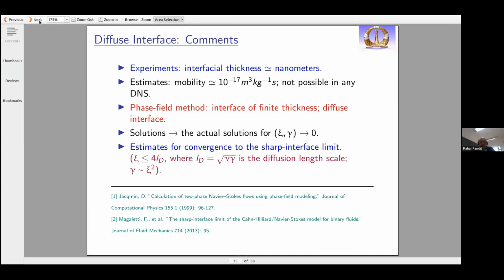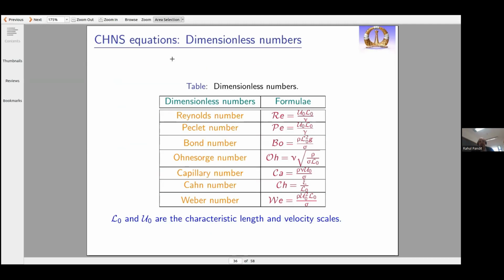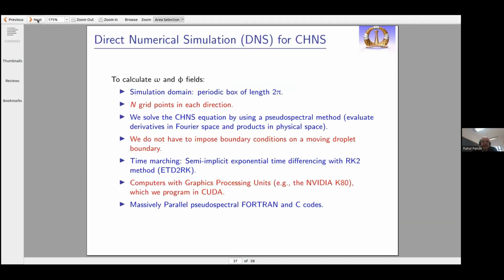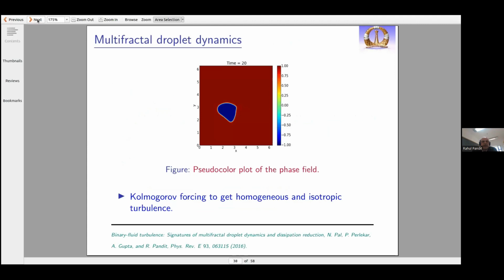This is a diffuse interface method, which is a great virtue if you're a physicist, because you don't have to put boundary conditions on a moving boundary. Of course, an engineer might worry you with other details. We'll get there. Now, the bad thing about the Cahn-Hilliard-Navier-Stokes system is that you just don't have one Reynolds number. You have a Peclet, you have a Bond, you have an Ohnesorge, Capillary, Cahn, Weber. Cahn is a dimensionless measure of how thick your interface is, and Weber is inversely related to the surface tension. Okay, that's life. You have to face it. We can do direct numerical simulations, many of which are done with CUDA on GPU clusters.